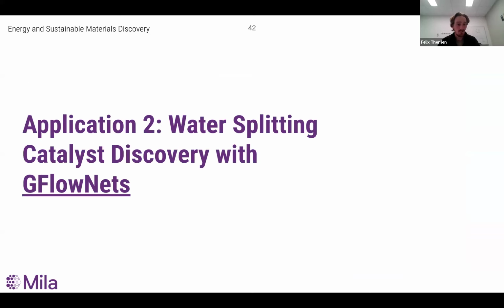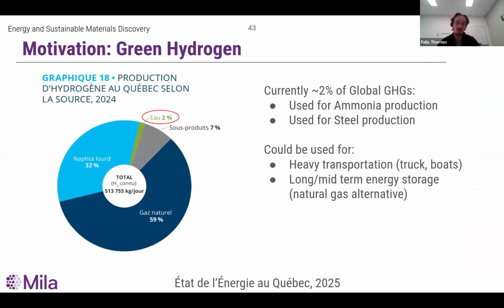Okay, second application, water splitting catalyst discovery, and we're going to be using GFlowNets for that. The motivation for this is production of green hydrogen. Here in Quebec, we use hydroelectricity, 100% or almost. It's an almost 100% renewable energy grid, and the energy is extremely cheap. There's a lot of talk about producing green hydrogen, but even here where energy is extremely cheap, only 2% of hydrogen is produced from water, using water splitting.